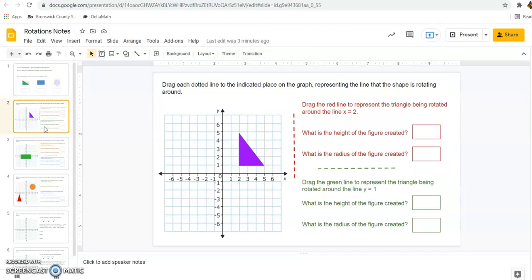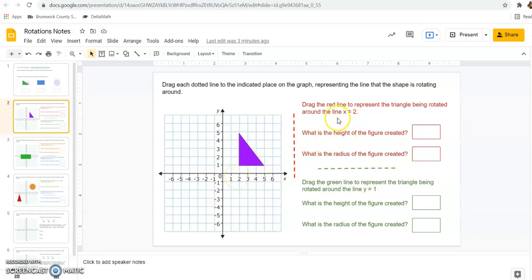So I have found that it helps when you actually are able to draw the 3D figure. So I'm going to show you guys how to do that on your assignment. We're actually just going to do this first one together. It says, drag the red line to represent the triangle being rotated around the line x equals 2. So notice everything appears in red. That's one problem. And then the green is a completely separate problem, but they both use this triangle. I was trying to save space on the slide.